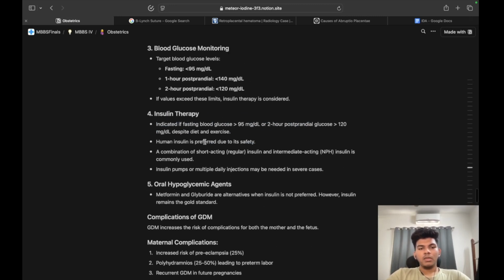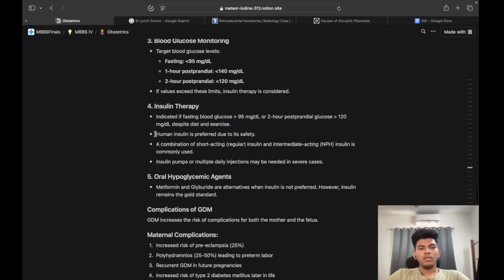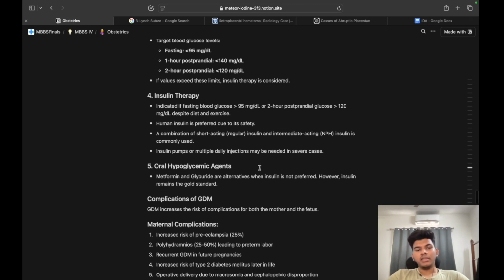Insulin therapy is indicated if fasting blood glucose is greater than 95 or 2 hour postprandial is greater than 120 milligrams per deciliter despite diet and exercise. So diet and exercise is the first line approach from the doctor's side. If these don't work, we go for insulin therapy. Human insulin is preferred due to its safety. A combination of short acting regular insulin and intermediate acting NPH insulin is commonly used. Insulin pumps or multiple daily injections may be needed in severe cases.